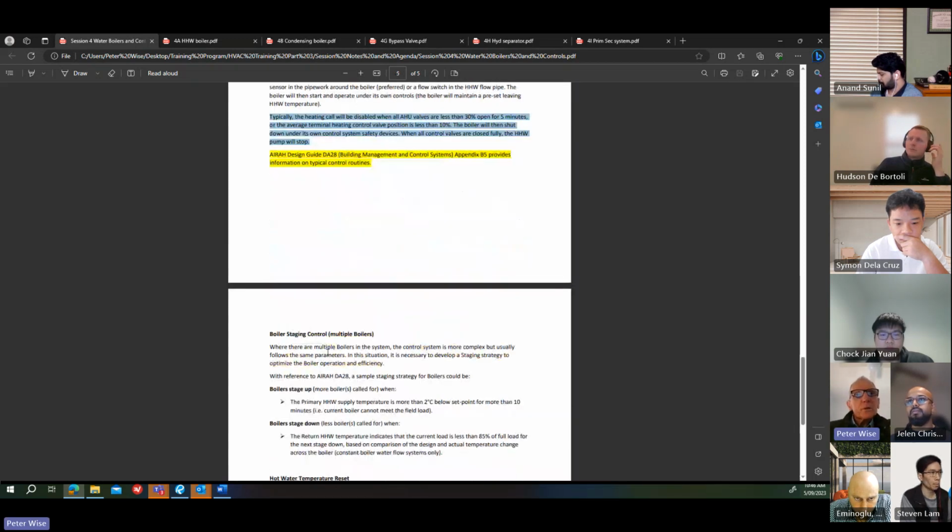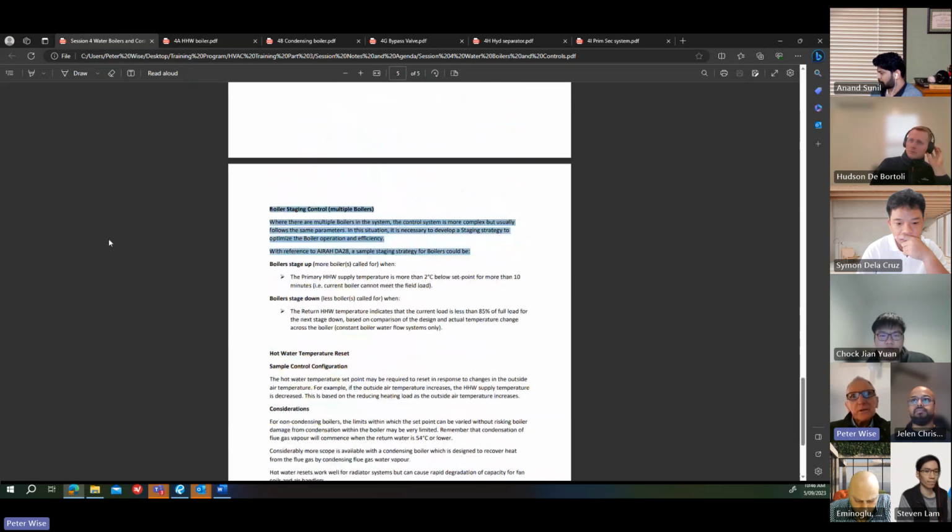Now just have a quick talk about boiler staging, similar again to chiller staging. If you've got multiple boilers, the control system becomes a bit more complex, but usually follows the same parameters. Basically, you only want to have enough boilers running to meet the load. You don't want to run all boilers. If you only need one boiler, you only have one boiler. It's a little bit different with chillers. Sometimes you'll find with chillers, particularly magnetic bearing chillers, that it's actually more efficient to run 2 chillers at 50% load than to have one at 100% load. So just keep that in your head as well.